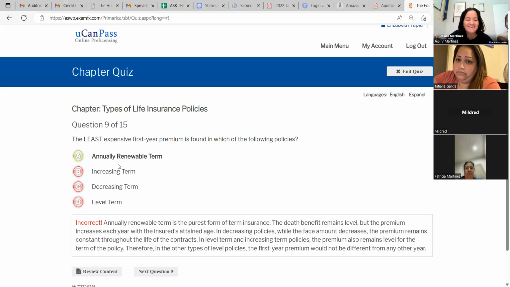It was A. So it's A because with annual renewable term, you're letting them know every year you're going to renew, right? So you have that chance of renewal. So the first year it's going to be less expensive. The face amount decreases. Okay. I'm just keeping track of the wrong ones.